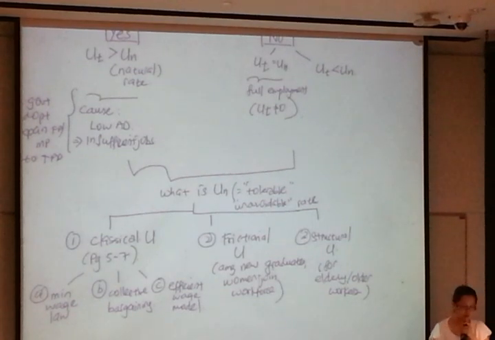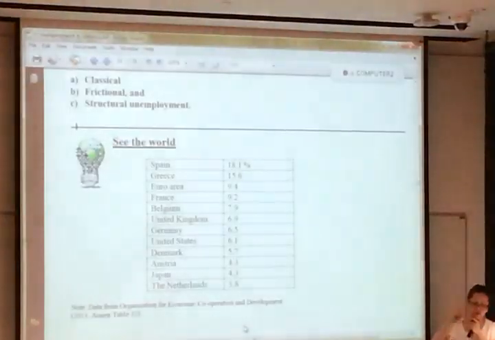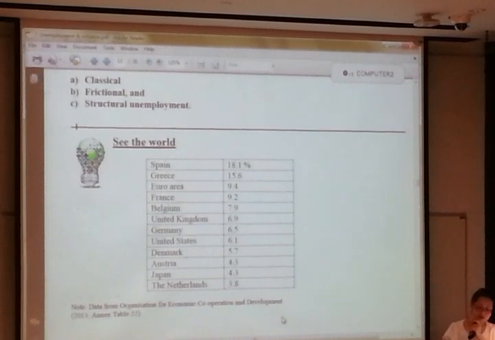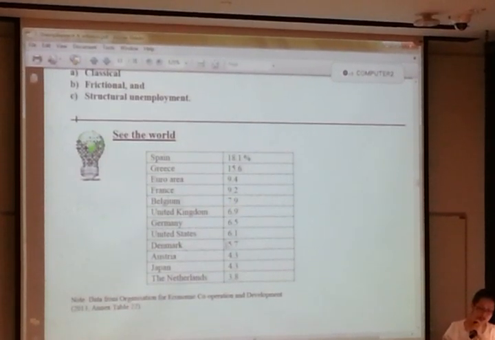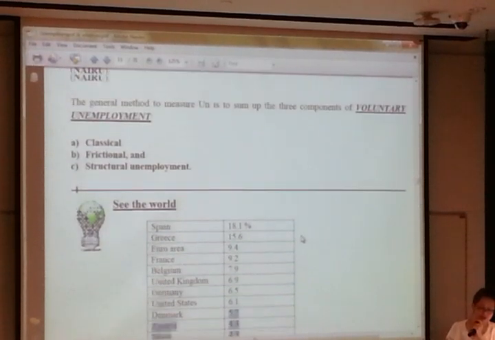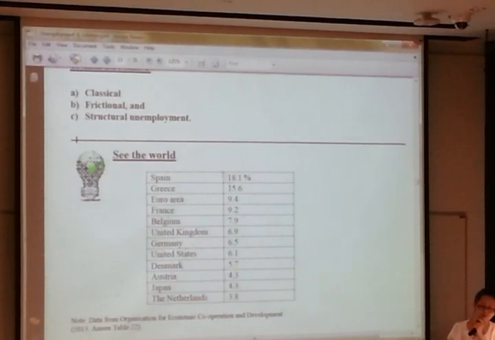Okay, so again, let me show you the data. You don't have to turn. Look at your notes. This is the tolerable rate. The standard rate is usually 7%. But you look at some countries like Spain. Remember, they have one of the largest youth unemployment. It means that frictional unemployment is very high because the youth takes a long time to find jobs. For them, the natural rate is 18.1.